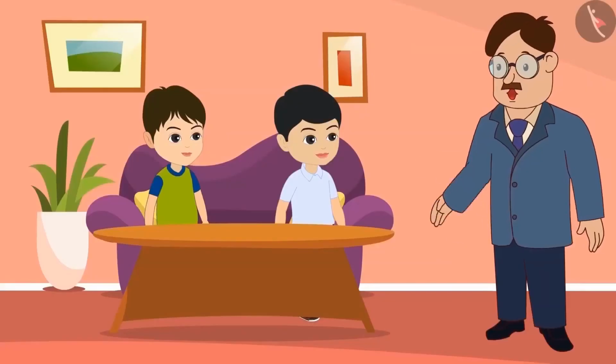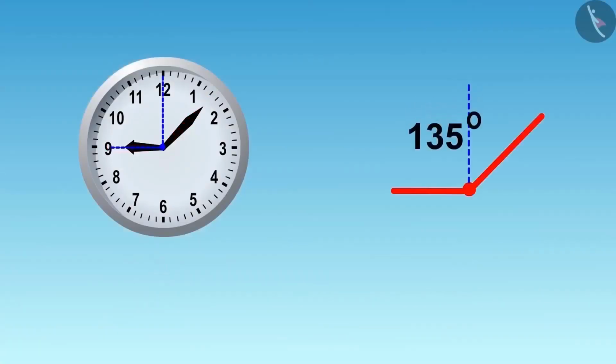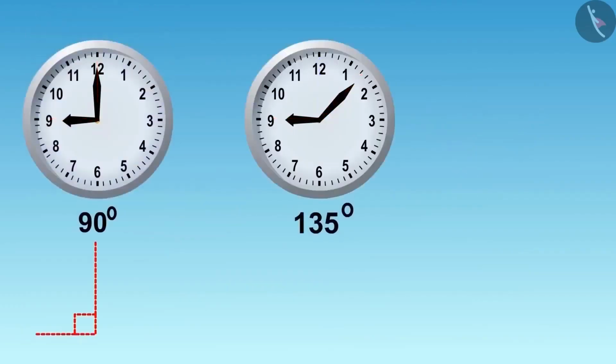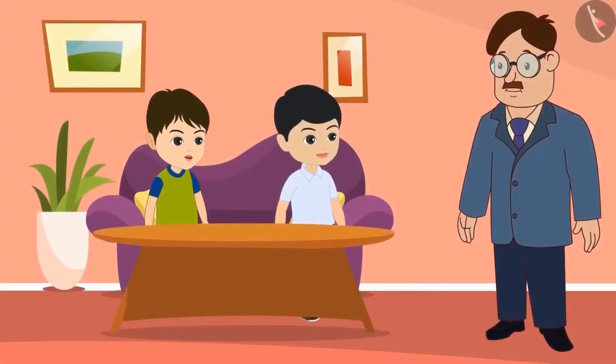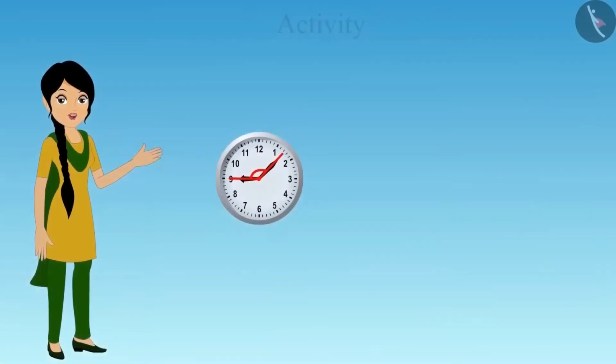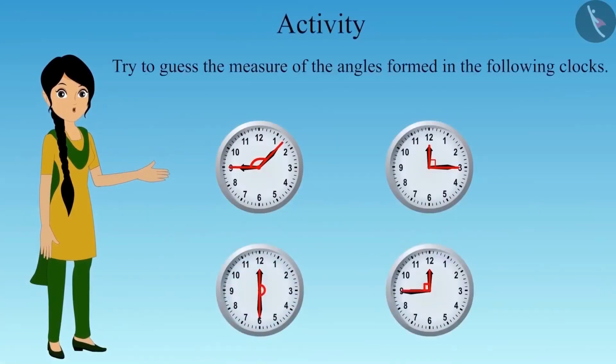You identified it correctly, Golu. This is an angle of 135 degrees. This is greater than 90 degrees but less than 180 degrees. Oh wow! How easy is it to identify angles in the clock? Try to guess the measures of the angles formed in the following clocks.